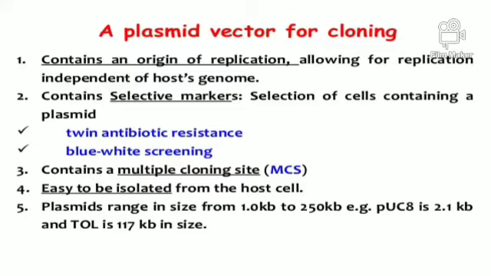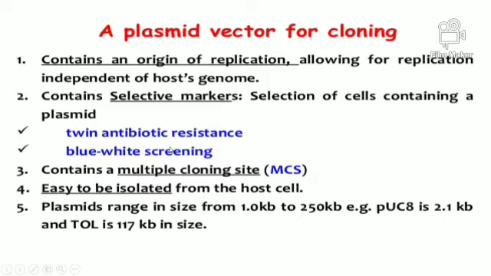Then it contains selective markers. The selection of cells containing a plasmid is done by twin antibiotic resistance and the blue-white screening technique. So these are the two selective markers present in a plasmid. Twin means two, antibiotic resistance means the cell is not affected by that antibiotic. So these are the antibiotic resistance factors present in a plasmid.